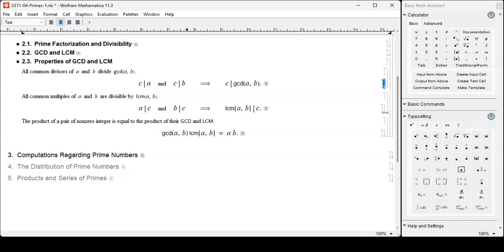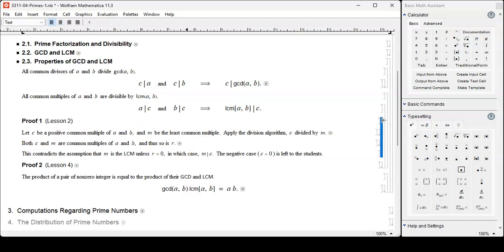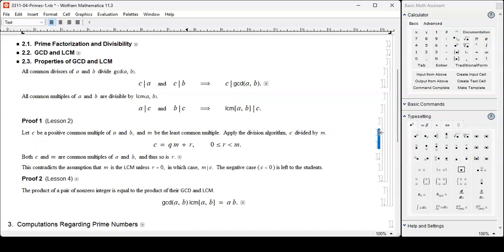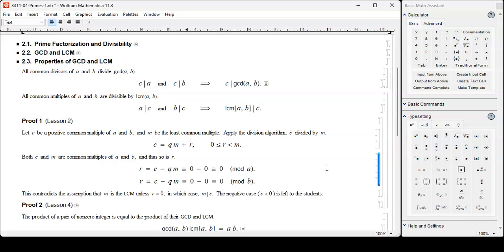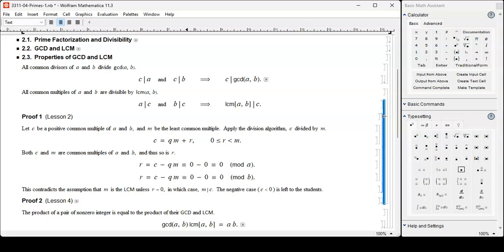Similar property for common multiple. In lesson 2, we did something like this. Remember? Division algorithm. And then both are divisible by a and b. And then calculate ab over... that's a bit too much. And then there you have a contradiction unless r equals 0. So m divides c using the division algorithm. Okay, wasn't too bad. Still, we have to take a lot of steps.